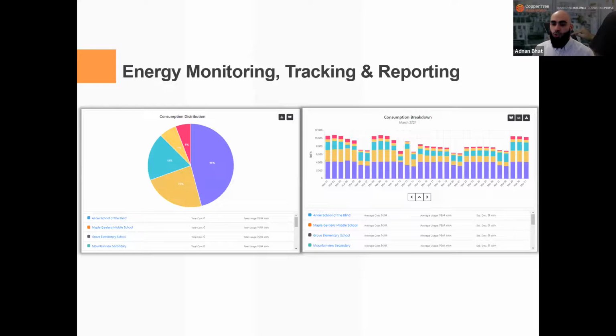Another two reports or two views. The one on the left shows a consumption distribution chart showing the contribution of each building in a given portfolio to the total energy consumption. And on the right side, you have a consumption breakdown chart that shows each building's consumption per day for the month of March 2021.